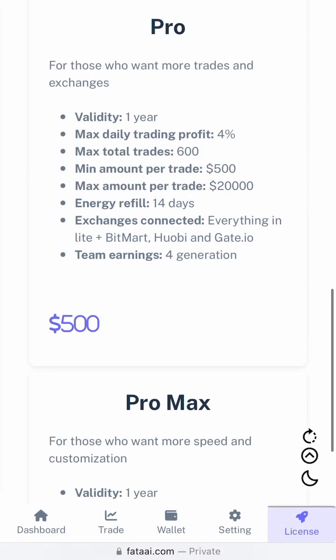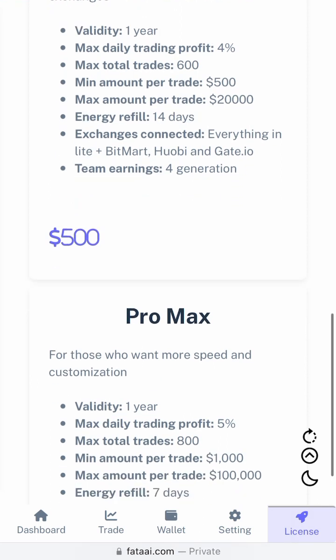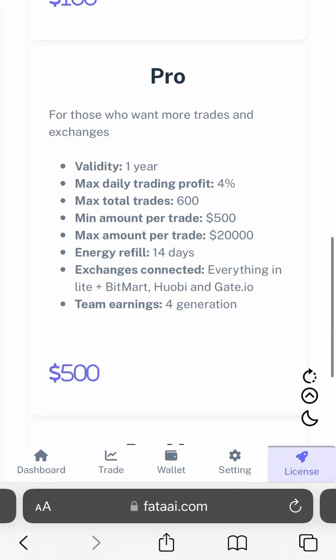The same thing in Pro. The only difference here is that in Pro you make profit of 4%, total trade is 600, the minimum amount per trade is $500, the maximum amount per trade is $20,000, and then energy refill in this Pro is 14 days.